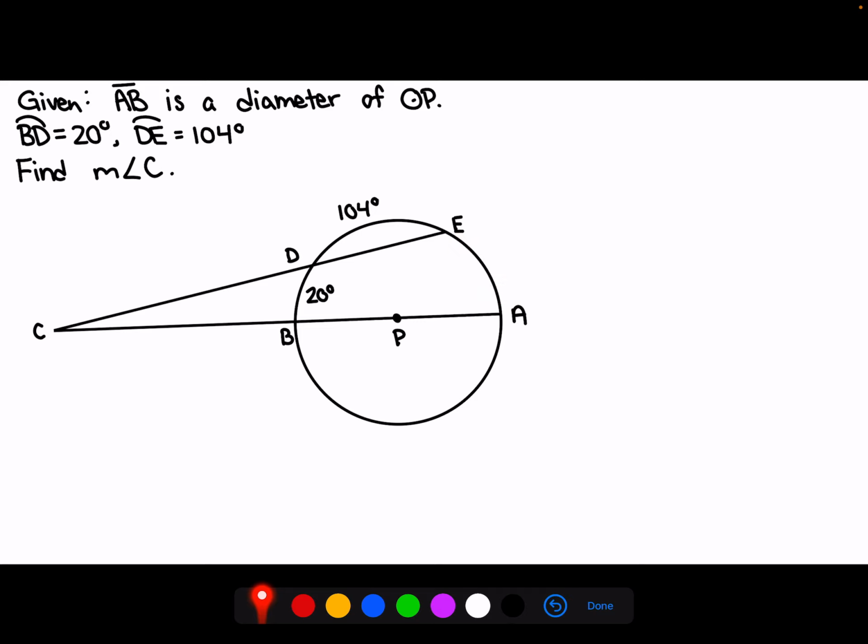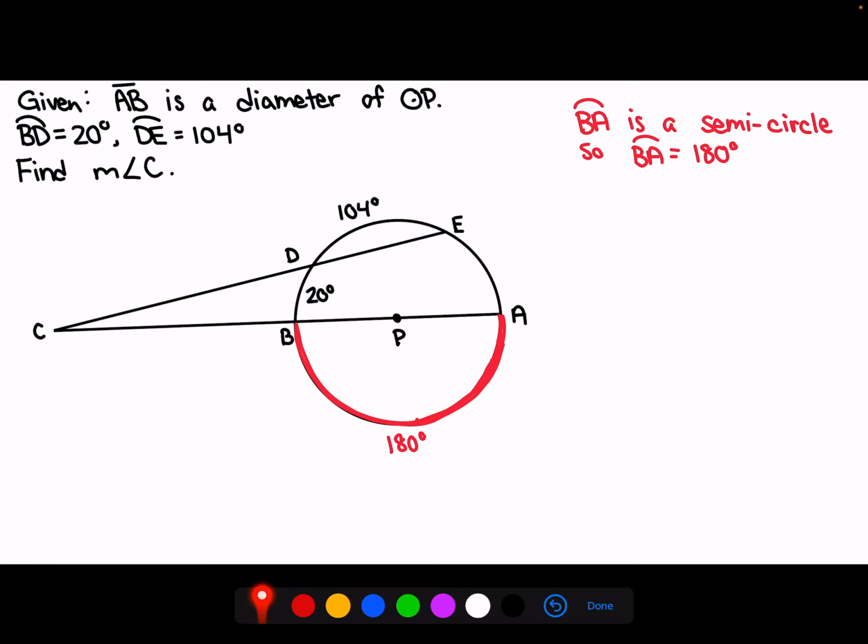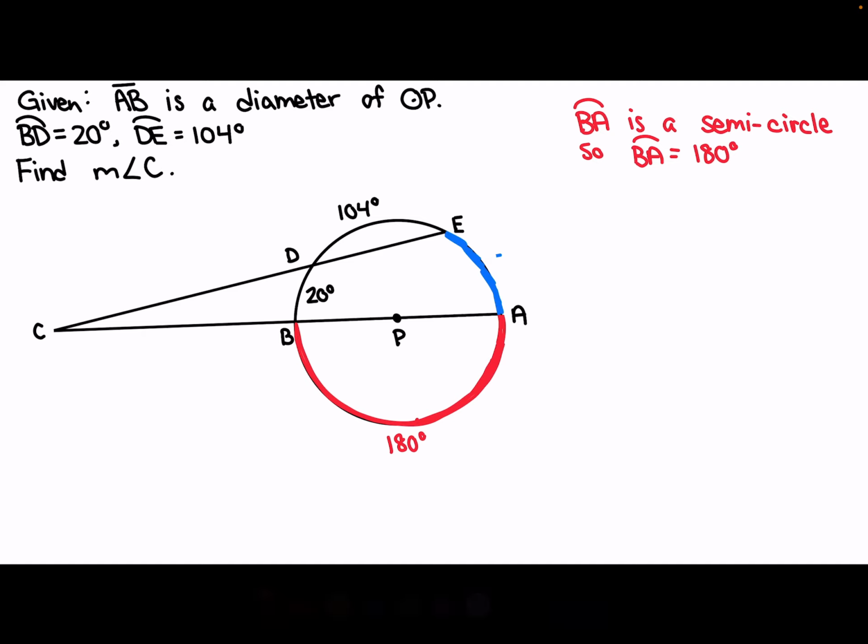So to start off by finding EA's distance, first off, I know that BA is a semicircle. BA is a diameter from the given, so that means that arc BA is 180 degrees. From there, I can find out what arc EA is by doing 360 degrees minus 180 minus 20 minus 104. And that will give us everything but EA here. So if we subtract all that from 360, we'll be left with EA, which is 56 degrees.